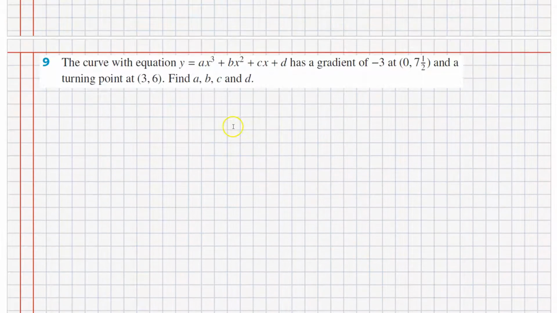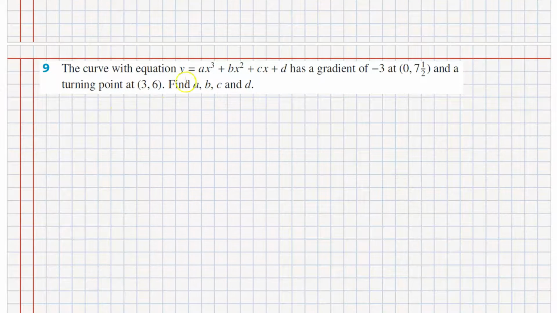Going down, we've got question 9. The curve with equation y equals ax cubed plus bx squared plus cx plus d has a gradient of negative 3 at 0 and 7.5, and a turning point at 3 and 6. Find a, b, and c. So again, it looks like we don't have enough information here, but we in fact do.